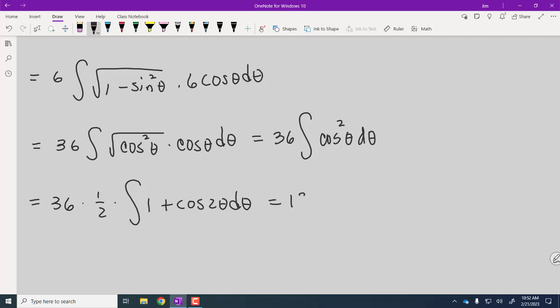So we're going to have 18 parens. Integral of 1 is theta. Integral of cosine is sine. But then we have to do reverse chain rule, divide by 2. And then constant of integration.